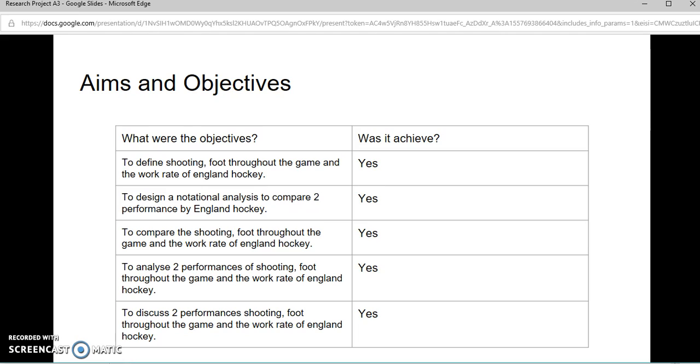So firstly, I had 5 objectives, which you can see on the screen here, and I had to complete, and I did achieve all of these, and I'll show examples of where you can find them in my work booklet.